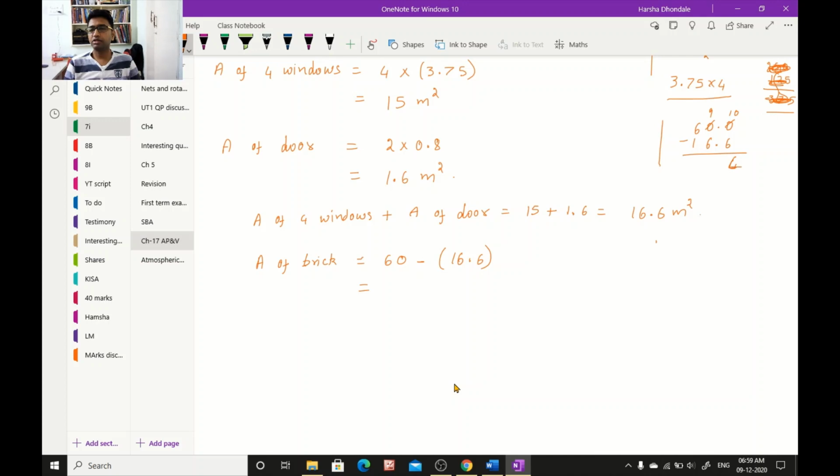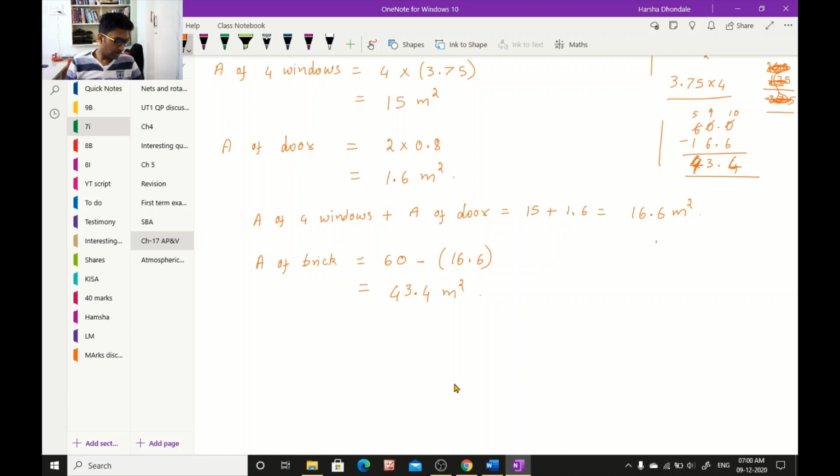10 minus 6 is 4, and then 9 minus 6 is 3, 5 minus 1 is 4. So it is 43.4 meter square. That's it. And now we found the area of the front that is made up of bricks. So this much area consists of bricks and the remaining part is windows and doors.